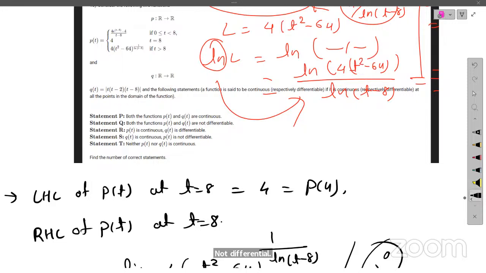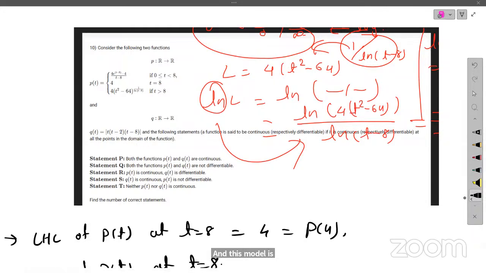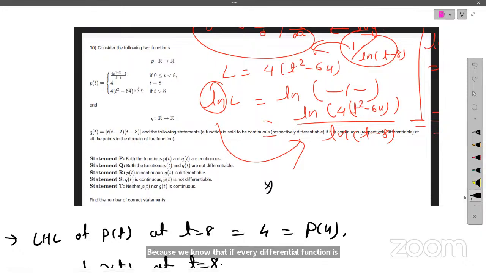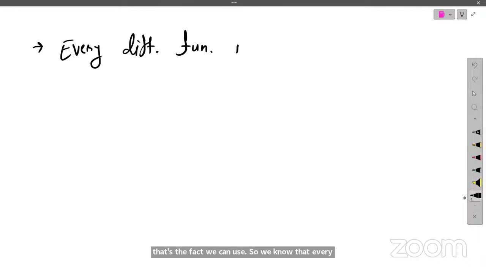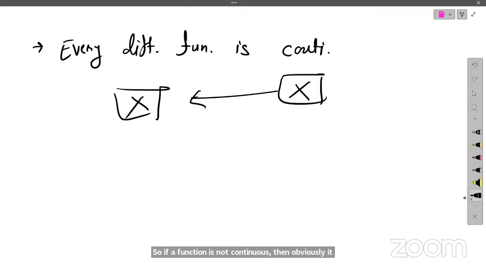Whenever this p of x is not continuous, we can say it is not differentiable. Madam, now it's discontinuous, understood. But we differentiated, right? How is it not differentiable? Because we know that every differentiable function is continuous. So if a function is not continuous, then obviously it cannot be differentiable. That's the fact we can use.